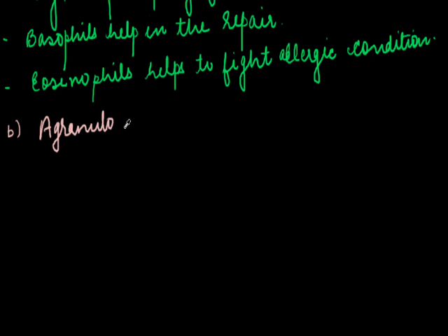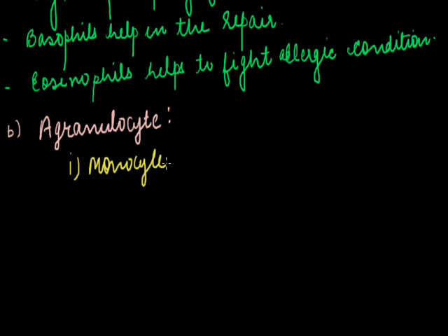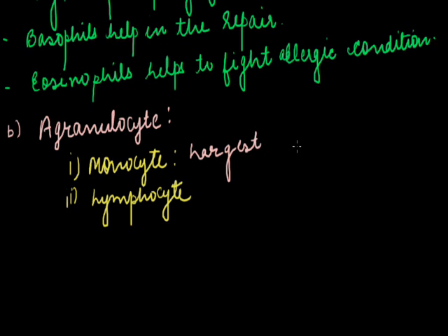Now coming on to agranulocyte. Agranulocyte WBCs are those WBCs in which the cytoplasm is without any granule. These agranulocytes are of two types, monocyte and lymphocyte. This monocyte is the largest WBC and the cytoplasm is devoid of granules.